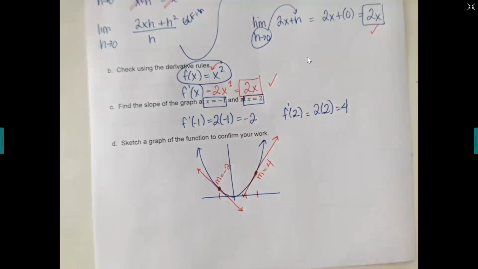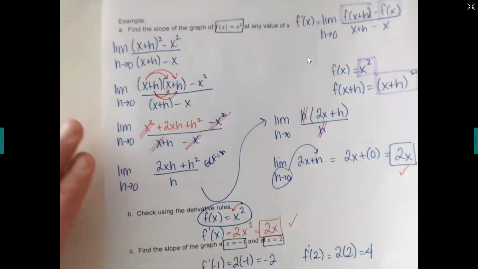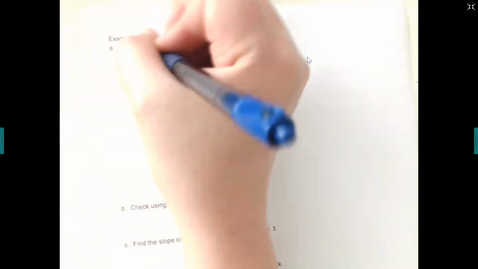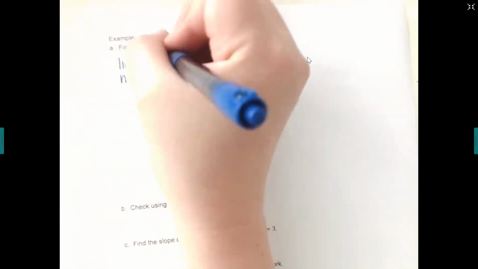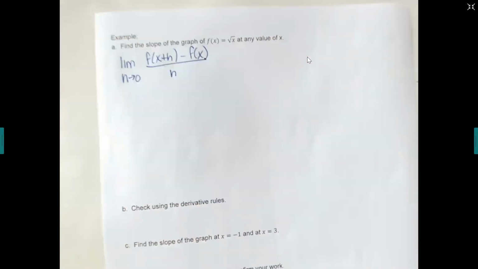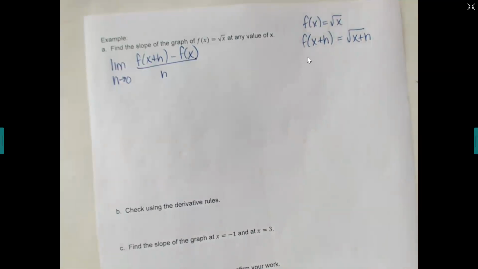Okay, one more example. This one involves a little bit more fun algebra. So we're going to do square root x. We'll start off with our limit as h approaches 0 of f of x plus h minus f of x, all over h. That's our definition for a derivative. My f of x equation is root x, which makes f of x plus h the square root of x plus h.